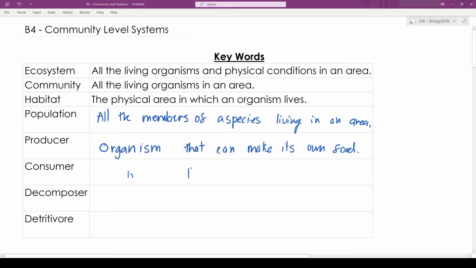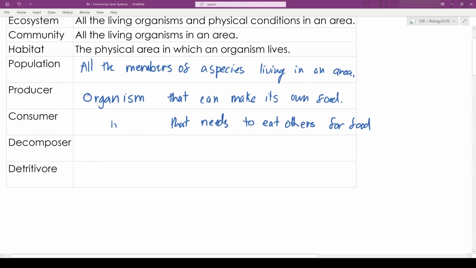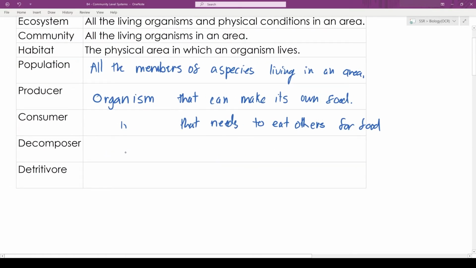A consumer is an organism that needs to eat others for food. This may be a consumer that eats plants, or it may be a consumer that eats other consumers. A decomposer is an organism that feeds on dead or decaying organic matter. And a detritivore is an organism that breaks down dead organic matter into smaller chunks.